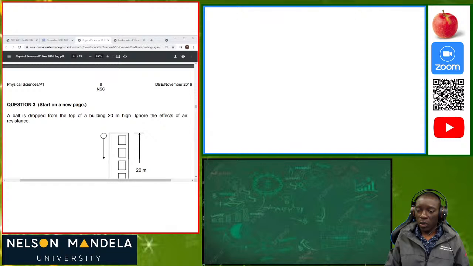We will be looking at physical science, paper 1, and with most of you requesting that we look at projectiles and also some part of work and energy, we'll try and look into that today.